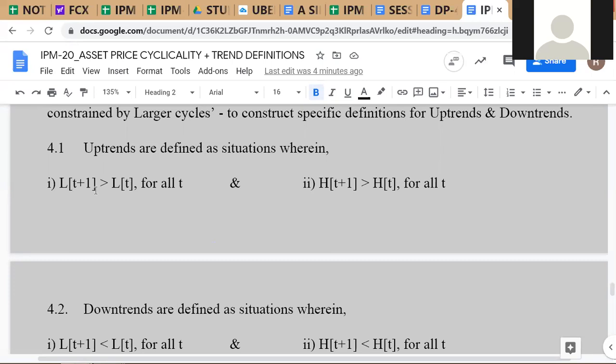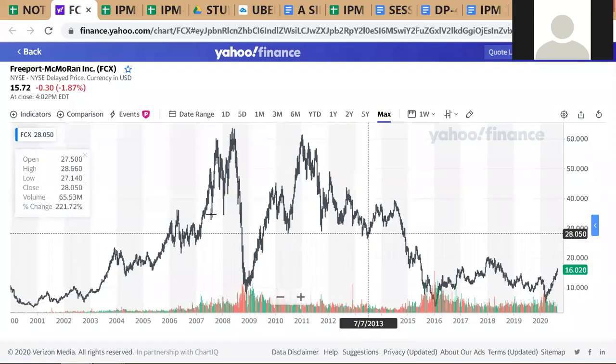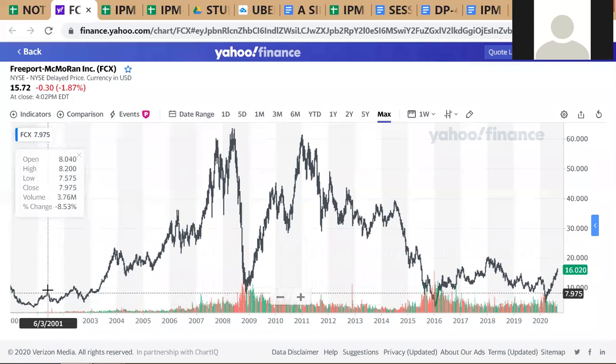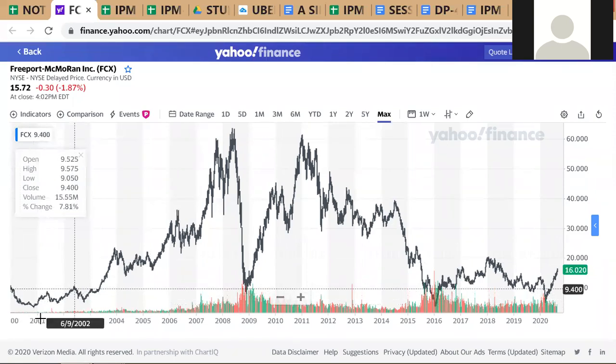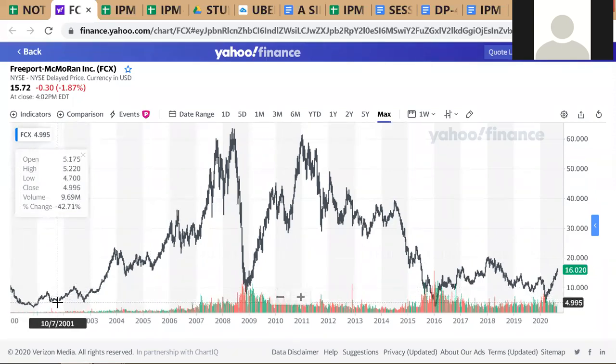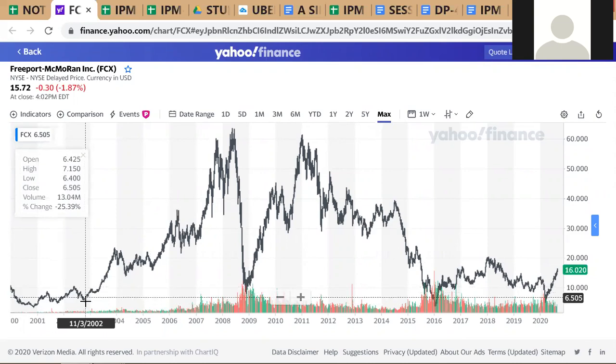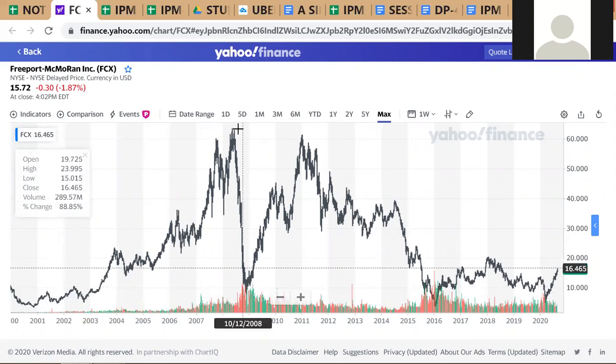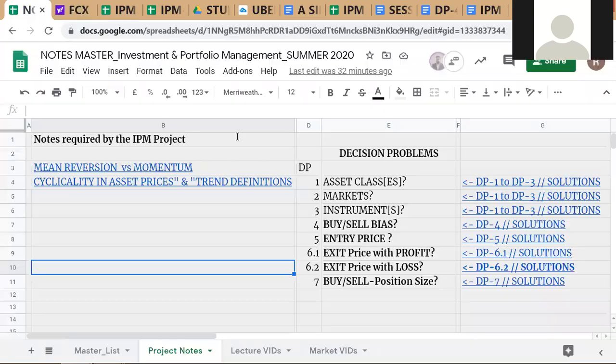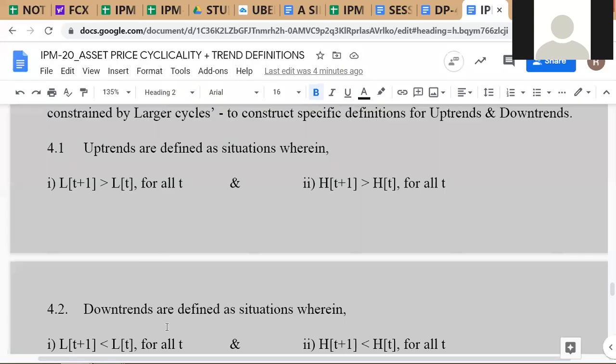So for uptrends: LT+1 greater than LT, and HT+1 greater than HT. HT+1 means the next high. So if this is HT, then this is HT+1. If this is LT, this is LT+1. Every time you look at two lows, the previous one is T and the next one is T+1.